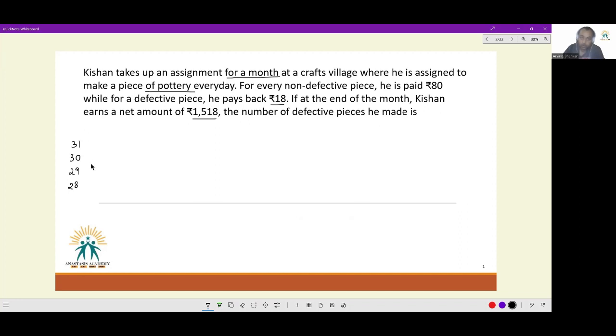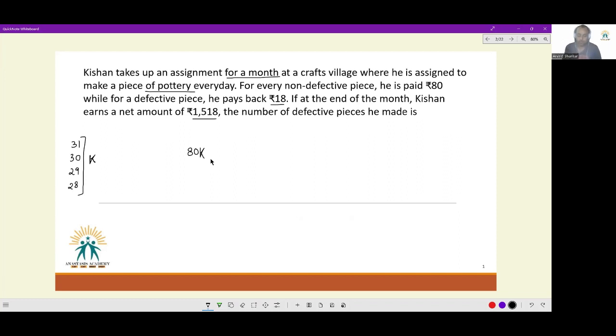Now, how do you go about solving it? Let the number of days in a month be k. Now, if he had not made a defective piece on any day, the amount of money he would have earned is 80k. This is the amount of money he would have earned if he had never made a defective piece. Every day, if he made proper pieces, he would have earned 80k.